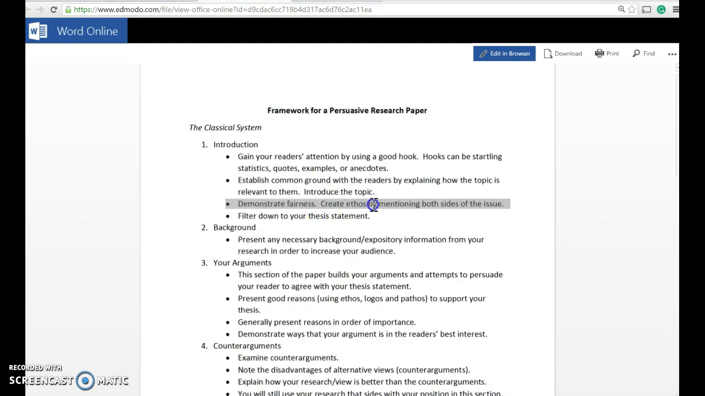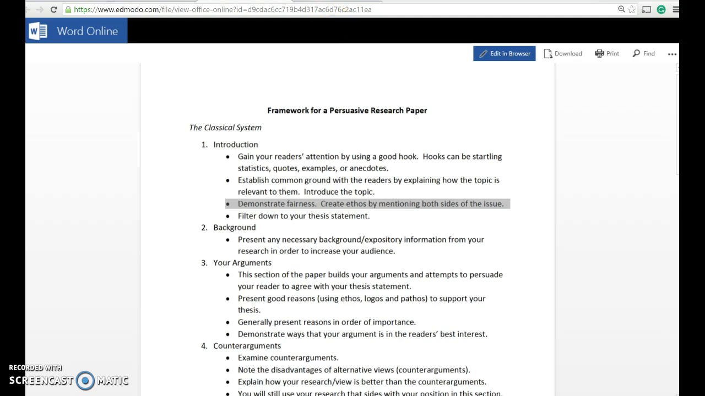After you do that, you're going to create ethos by explaining both sides of the issue or demonstrating fairness. Like I said, the more credible you will appear to be is if you provide both sides of the issues, or at least acknowledge both sides of the issues in your paper.